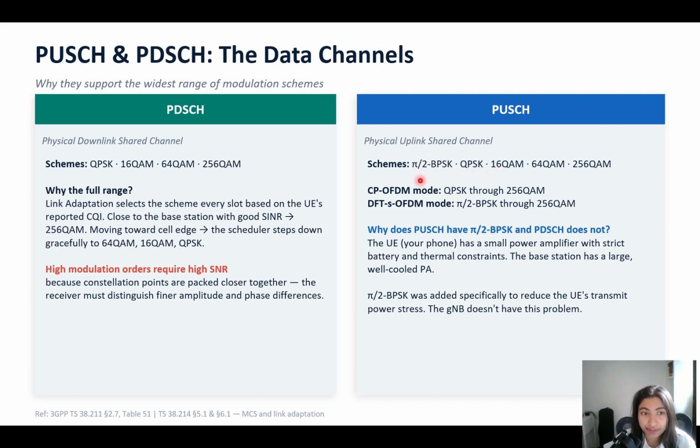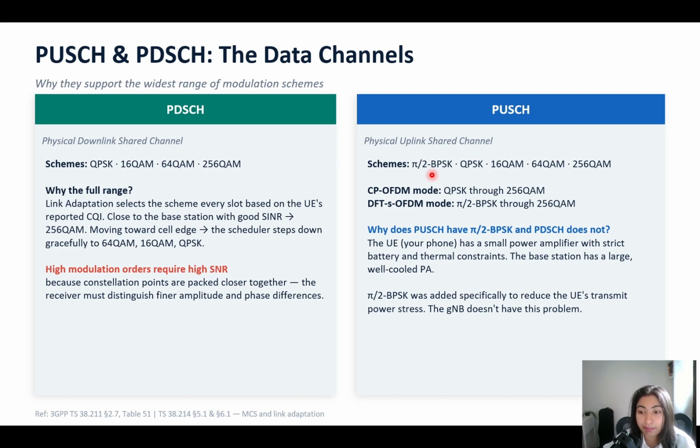But there is one entry that is not present in downlink: pi by 2 BPSK. So pi by 2 BPSK, as mentioned previously, is used only with DFT-s-OFDM with one layer. And the fundamental reason behind this is the power constraint problem of the UE. The UE is a power constrained device. Your phone has a small amplifier that is running on a battery. The base station has a huge amplifier with active cooling and grid power, but the UE doesn't. Therefore, power efficiency is of utmost importance to the UE.